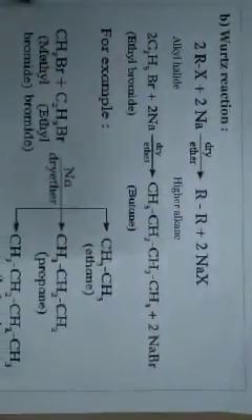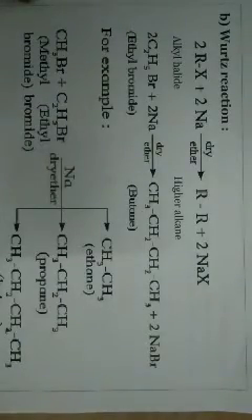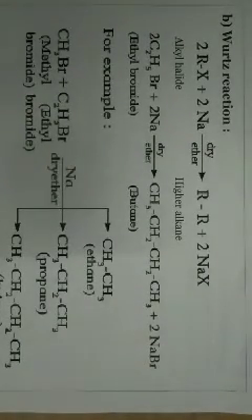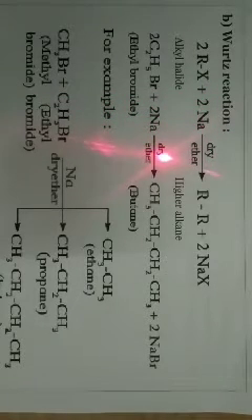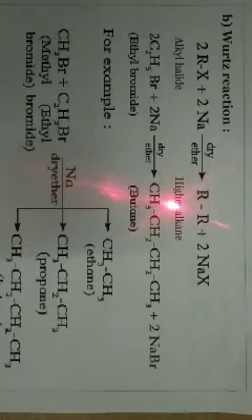Now alkyl halides can also react with sodium metal, or zinc metal also. That reaction is known as the Wurtz reaction. So you can see that alkyl halides react with sodium metal. Again the condition is important: in the presence of dry ether they give us R-R, that is, a higher alkane, plus 2NaX.